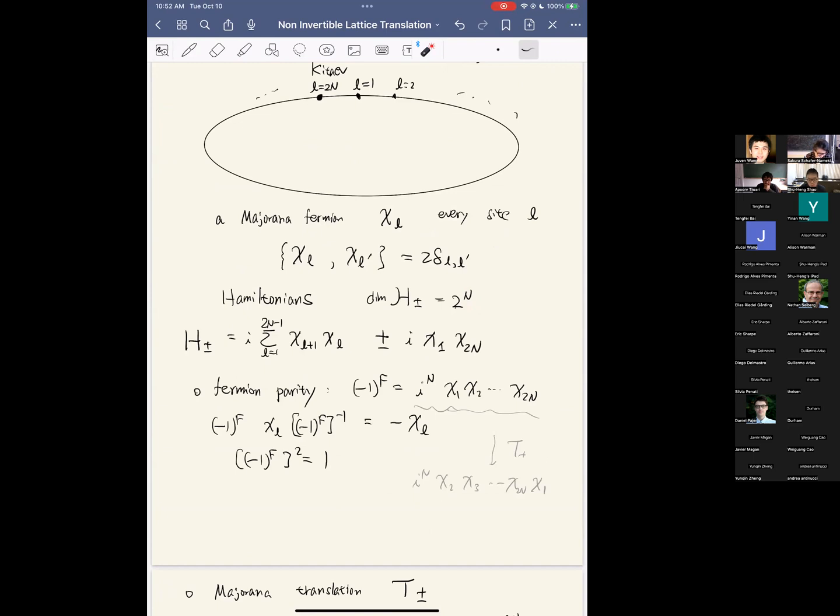Yeah, what I'm asking is whether the Hamiltonian with minus can be understood as the Hamiltonian that you obtain from the one with plus by twisting it with a line for the Z2 symmetry.